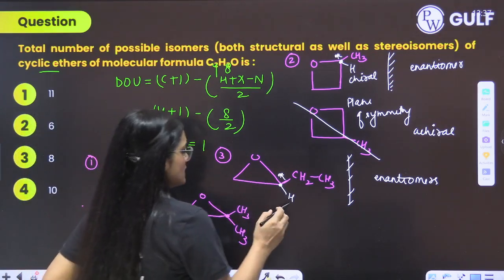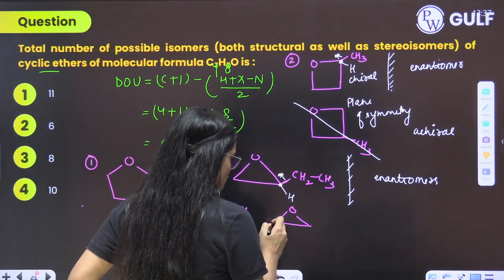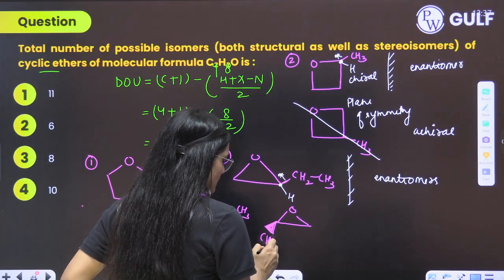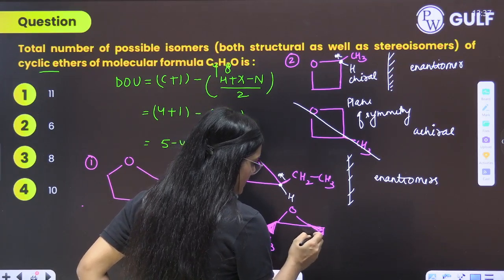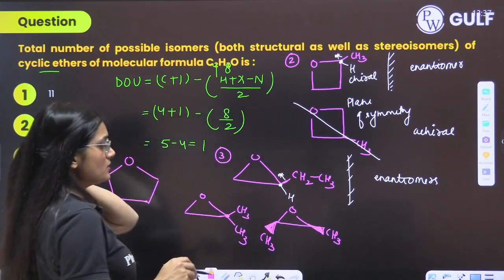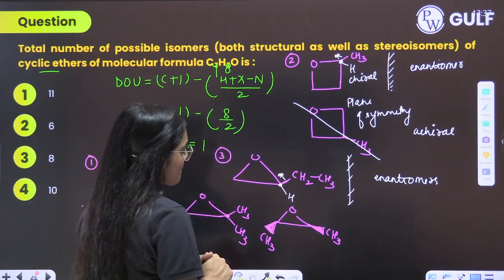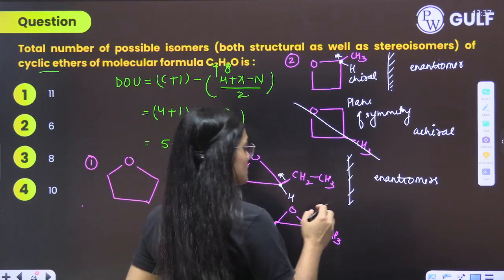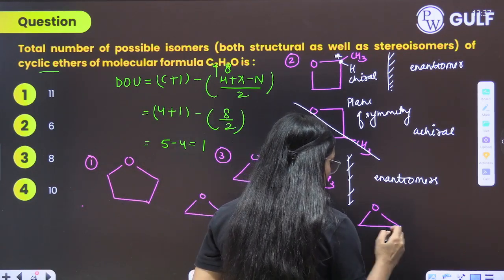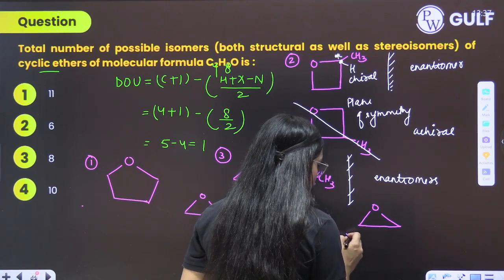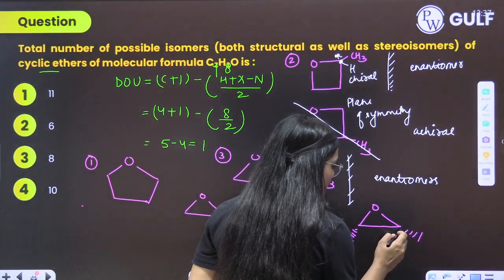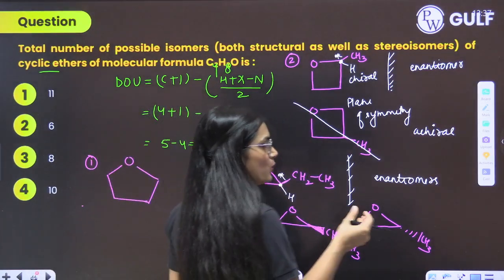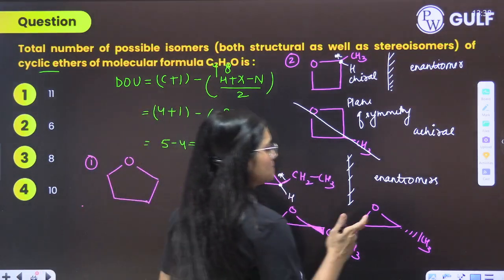Now what I can do next is put the 2 CH3s, one on this side, CH3 here, and another on this side, CH3 here. This is one isomer. Another possibility is that the two CH3 groups are present above the plane. Another possibility is that the 2 CH3 groups are present below the plane. Another possibility here is that one is present above the plane and one is present below the plane.